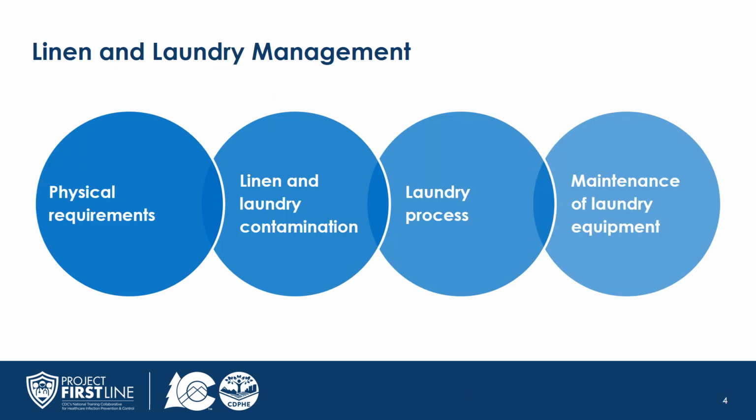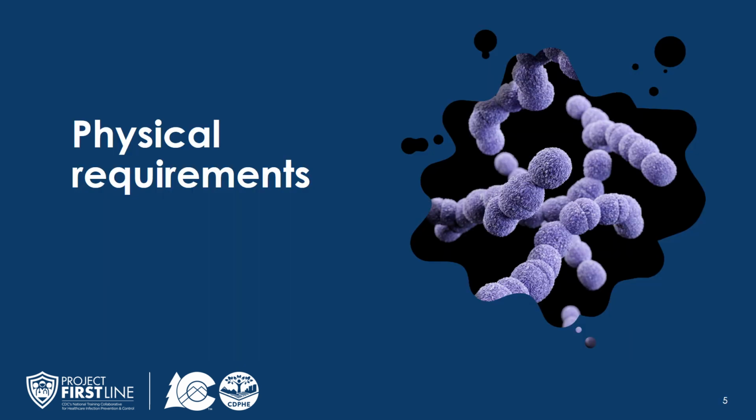Linen and laundry management is divided into 4 sections. Each section plays a critical role in infection control. These sections are the physical requirements, linen and laundry contamination, the laundry process, and the maintenance of laundry equipment. Let's start with the physical requirements for handling linen and laundry.